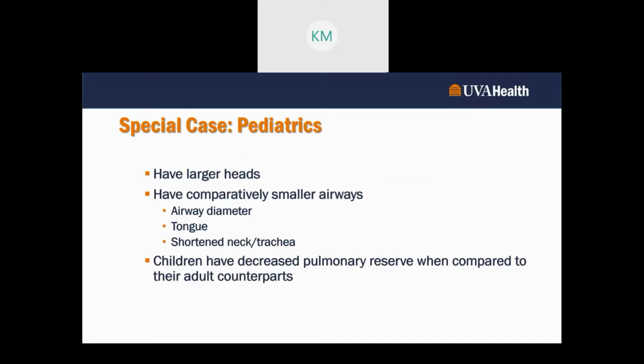So their airway diameter is smaller, which means that a little bit of swelling here or there, like from allergic reactions, is going to make a significantly bigger difference in that small child than it will in that adult. In kids, their tongues are comparatively bigger, and they have a shortened neck and trachea. The big thing to consider here is that children have decreased pulmonary reserve when compared to their adult counterparts.